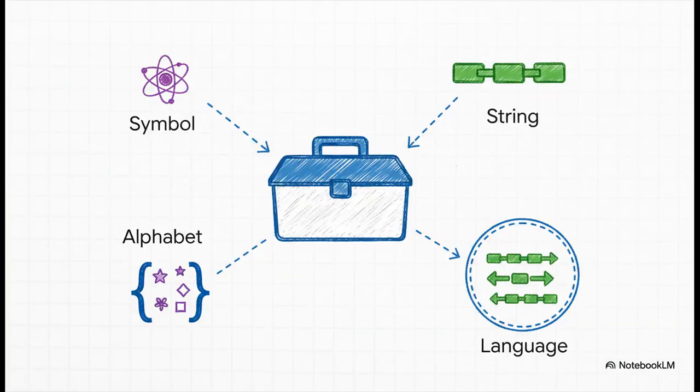So let's just recap for a second. We've gone from the tiniest, most basic symbol all the way up to the entire universe of strings. We've successfully built a complete mathematical vocabulary for describing the inputs for any computational problem. We now know exactly what a formal language is.